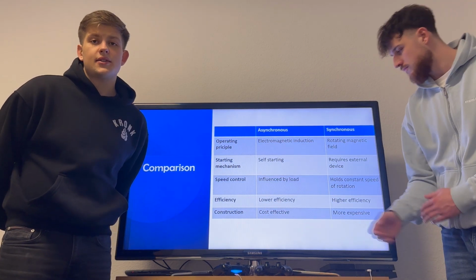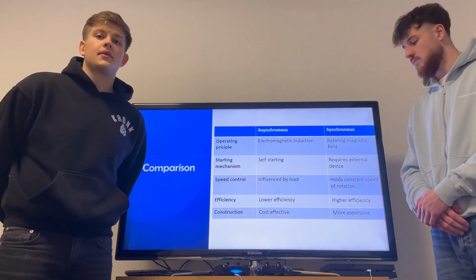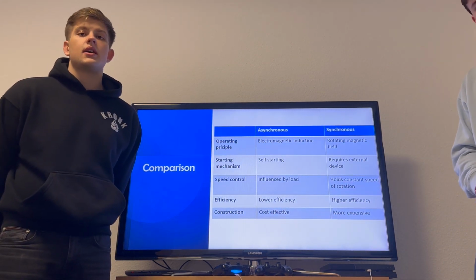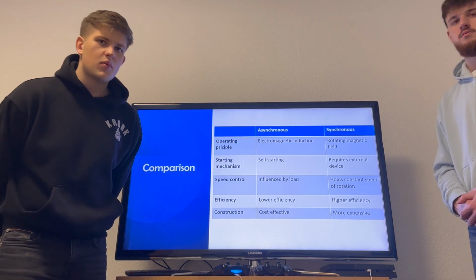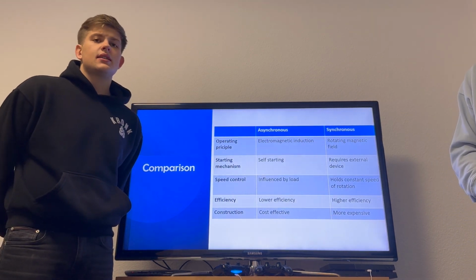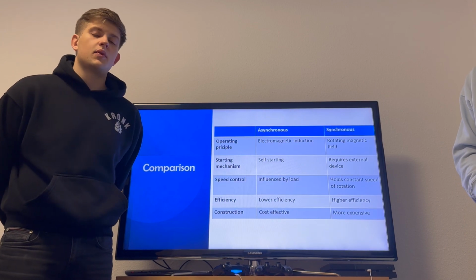The last point is construction. The asynchronous motor is cost effective because it needs fewer components in the construction, while the synchronous motor has a more complex construction and is the more expensive one.